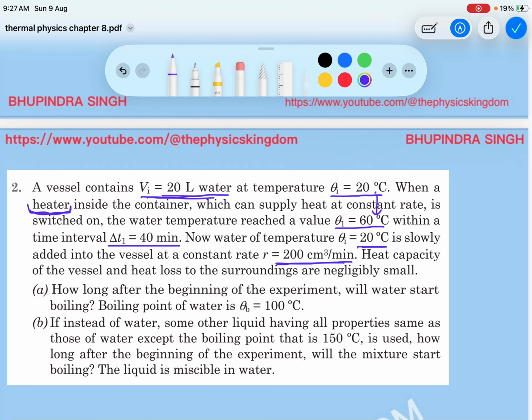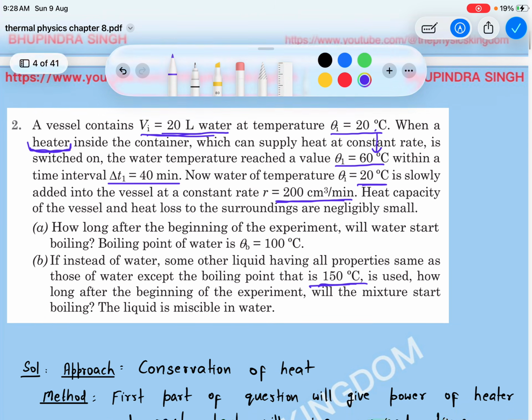And in part B they are saying instead of water, some other liquid having all properties the same as water, meaning specific heat and everything, except the boiling point, which is 150 degrees Celsius. How long after the beginning of the experiment will the mixture start boiling? So now you are repeating the same thing with a liquid having a boiling point of 150 degrees Celsius, meaning after what time the mixture will reach a temperature of 150 degrees Celsius. That is the second part.